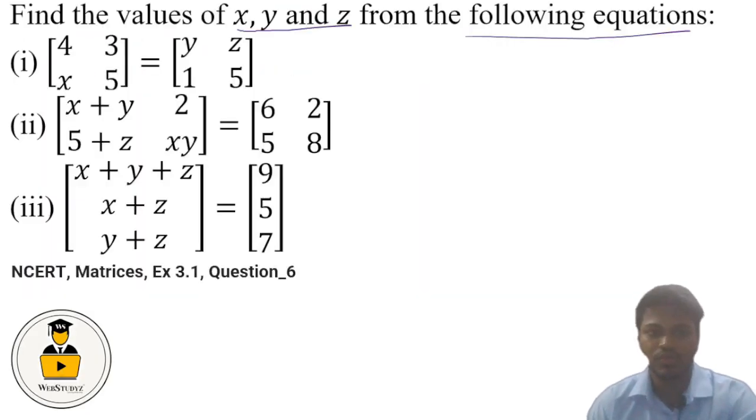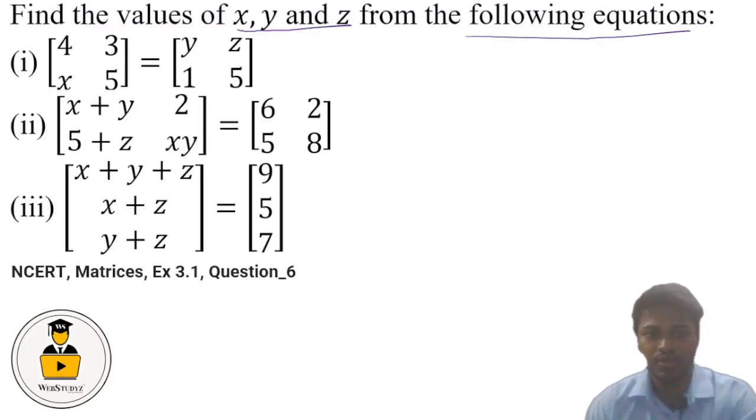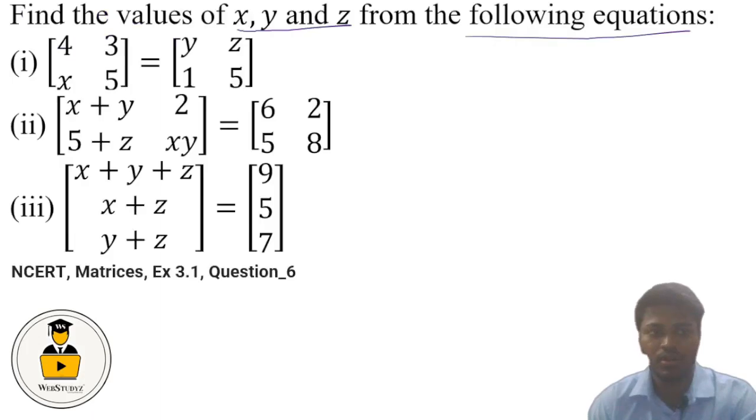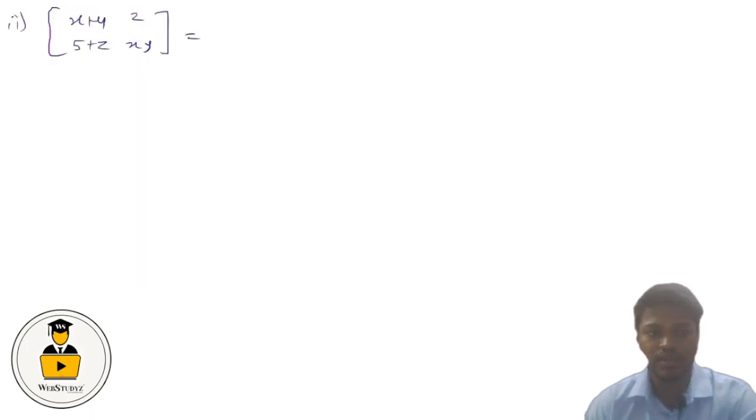The same concept can be used for the second question. So for the second question, we have given x plus y, 2, then 5 plus z, x into y, which will be equal to 6, 2, 5, 8. Okay, so again here since the matrices are equal, the corresponding elements are equal.